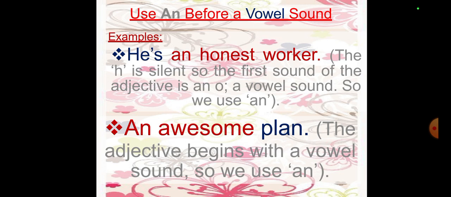The H is silent in honest. We don't pronounce the H; we say it as 'onest'. The H is silent over here, and the O gives a vowel sound. So the first sound of the adjective is O, a vowel sound, so we use an. An awesome plane. Awesome gives the sound of a vowel, so that's why an awesome plane. The adjective begins with a vowel sound, so we use an.